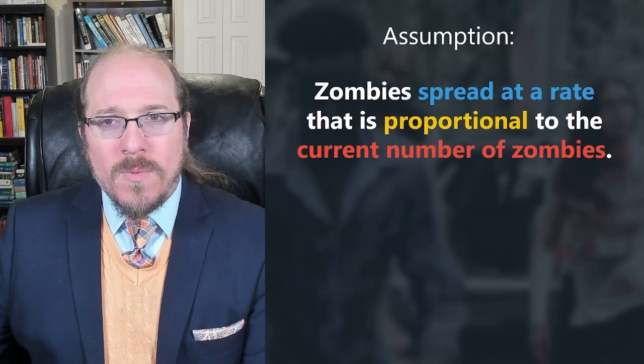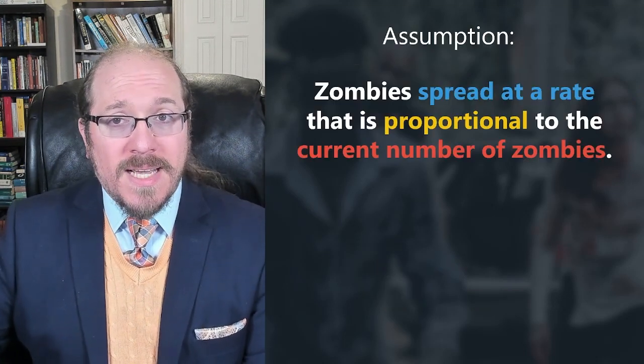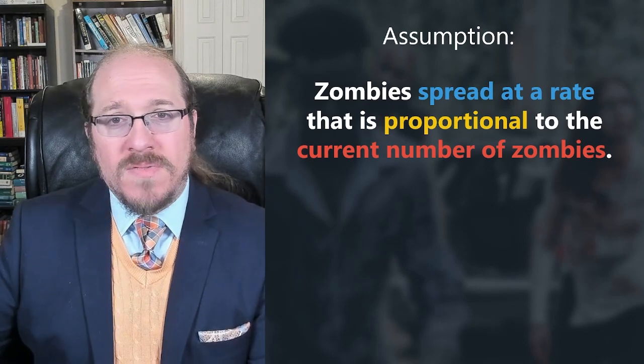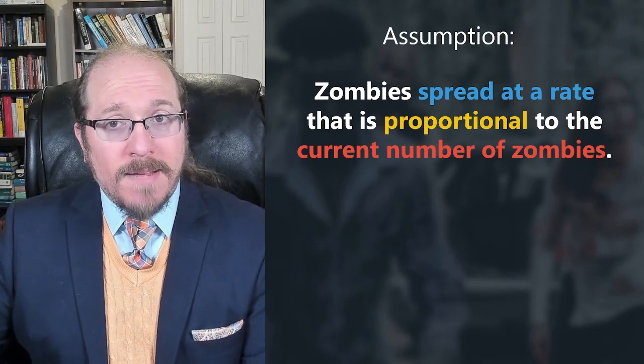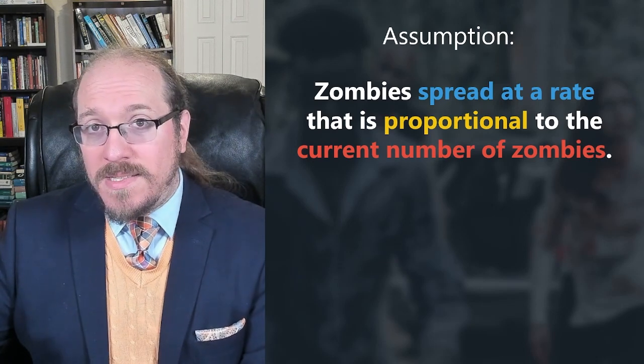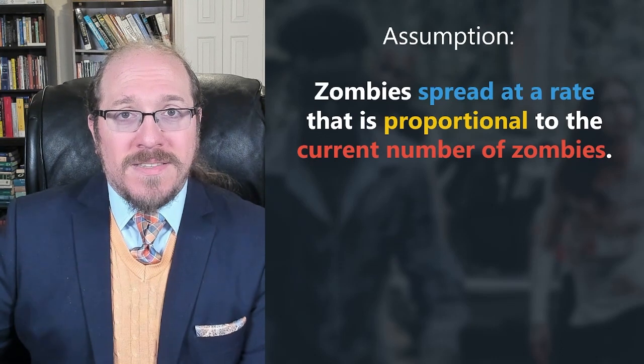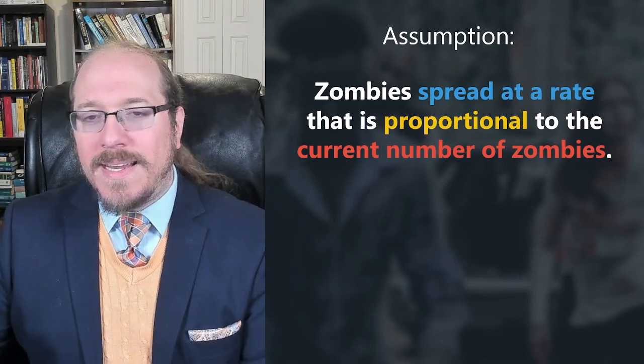After a little bit of thought, we might decide that it's reasonable to say that the rate at which zombies spread could be proportional to the number of zombies already among the student body. In other words, more zombies means more infections, which means more zombies, which means more infections, which means... Okay, you get the idea.